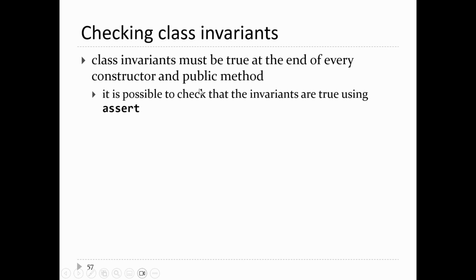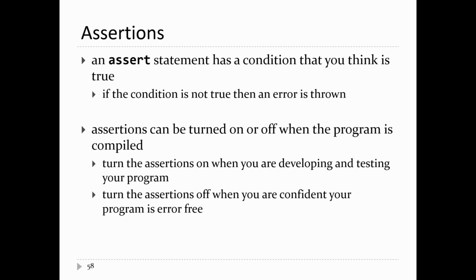The invariants must be true at the end of every constructor and every public method. If you really wanted to, you could in fact check your invariants at the end of every constructor and public method. One way you could do this is using what's called an assert statement. An assert statement is simply the word assert, followed by a condition that you think is true. If the condition is not true, then the assert statement throws an error. The assert statement causes an error to occur, which effectively causes an exception to occur.